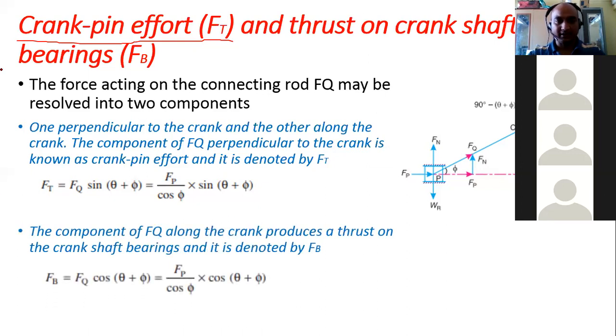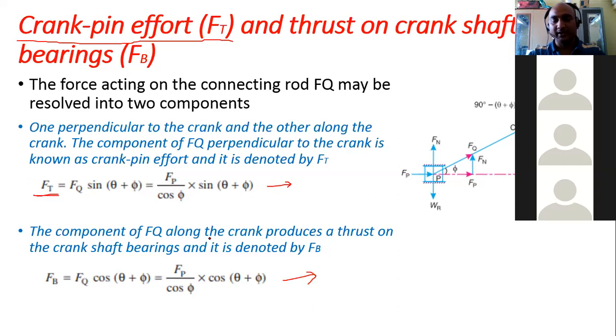Very simple again, because Fb is another component of Fq only, so instead of sine it will be cos. So we get the final equation Fp upon cos phi into cos of theta plus phi, a simple equation for Fb. This is the bearing force. This force is along the crank and acting on the bearing, so it is responsible for designing the bearing, and this other force is responsible for designing the crank. Why? Because Ft is nothing but the requirement.